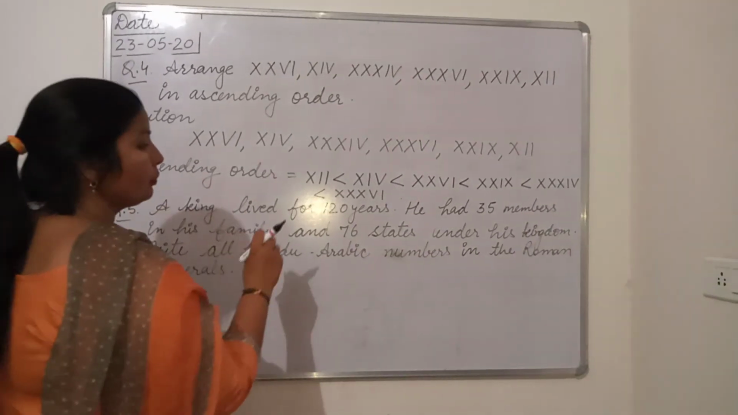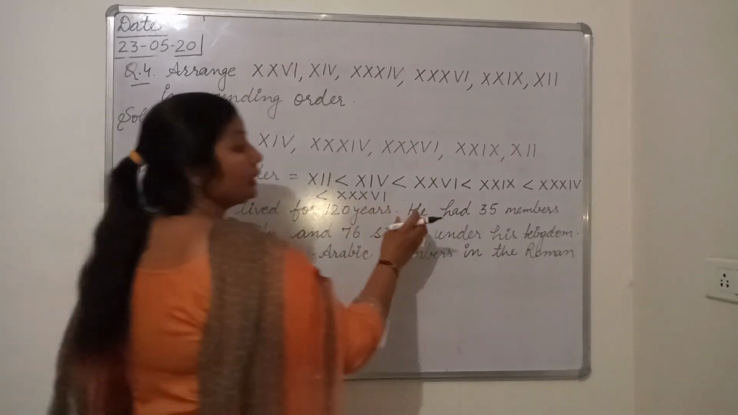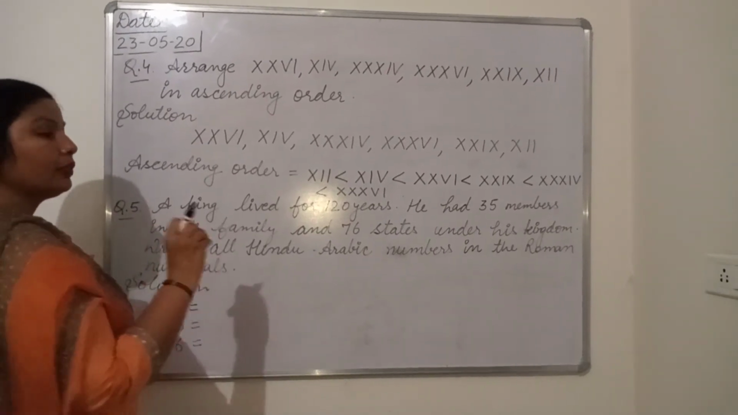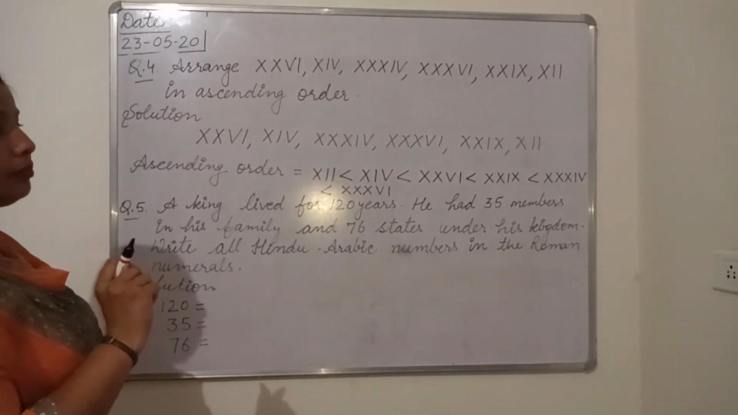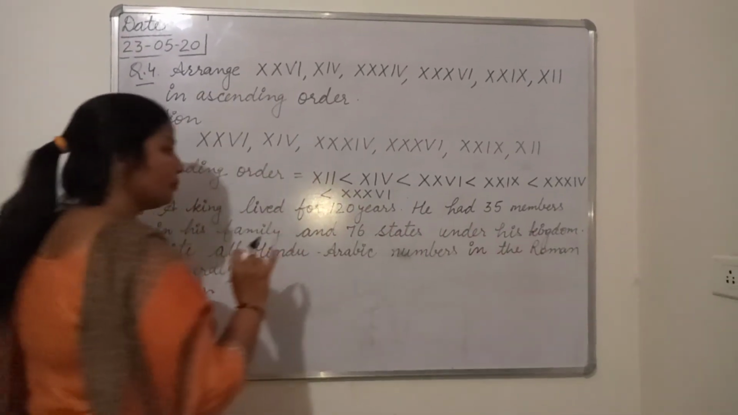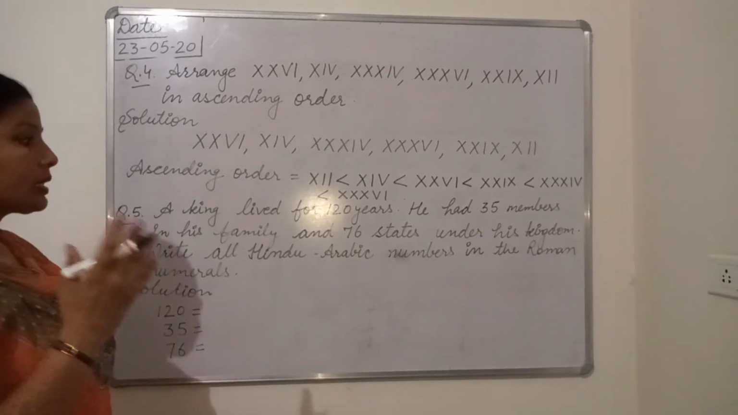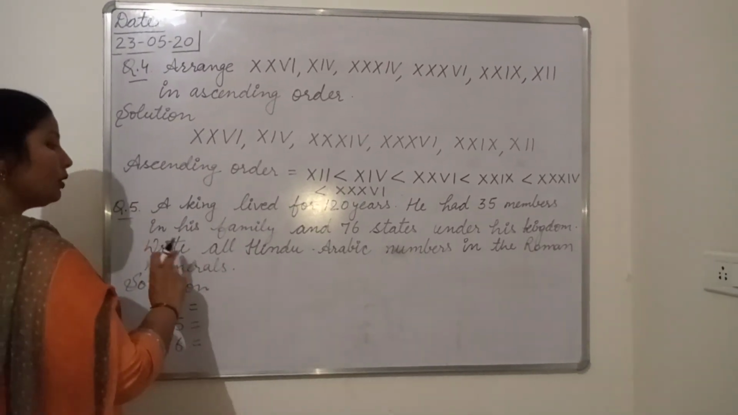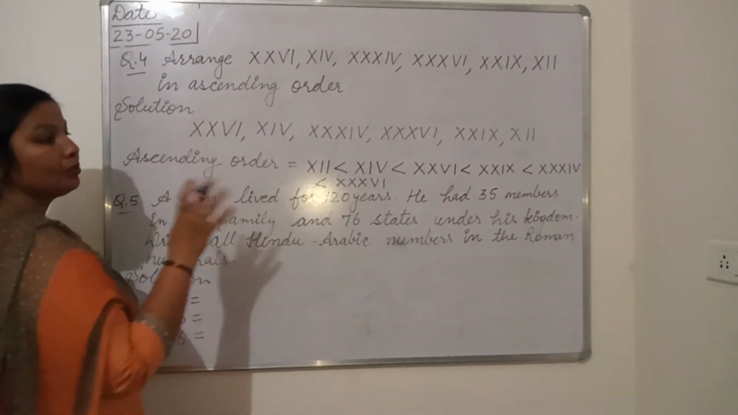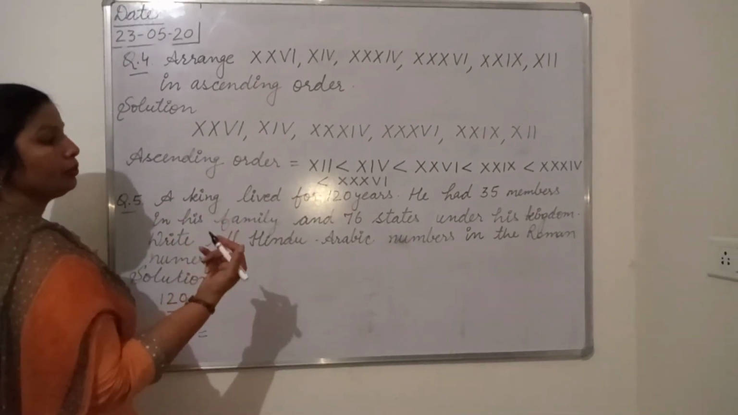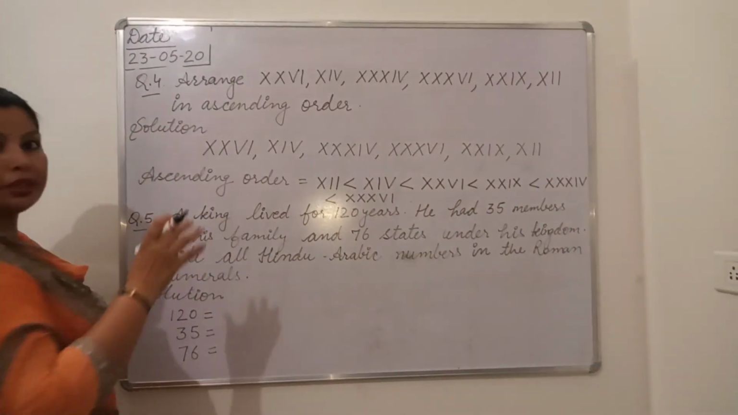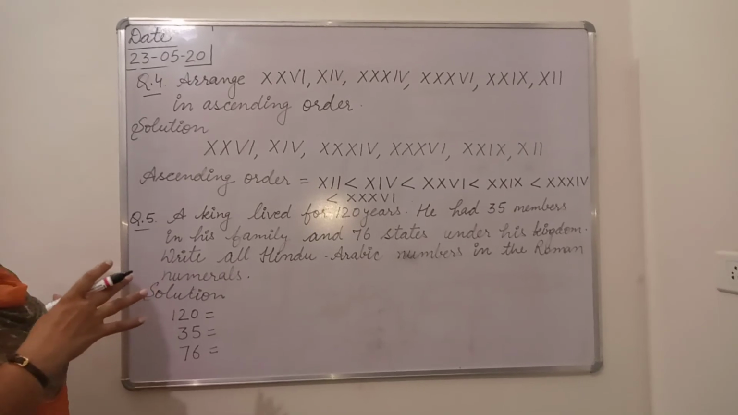A king lived for 120 years. He had 35 members in his family. Okay. He lived for 120 years and he has 35 members in his family. And under his kingdom he has 76 states. So write all Hindu Arabic numbers in Roman numerals. Whatever Hindu Arabic numerals are given here, you have to write in Roman numerals. So which are given here? 120, 35 and 76. So these all three numbers you should write in Roman numerals.